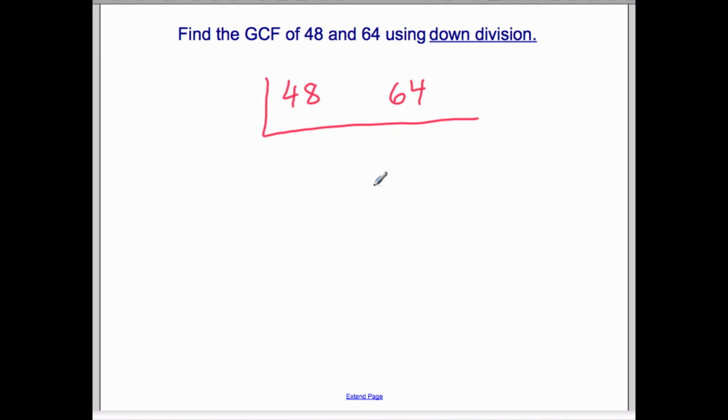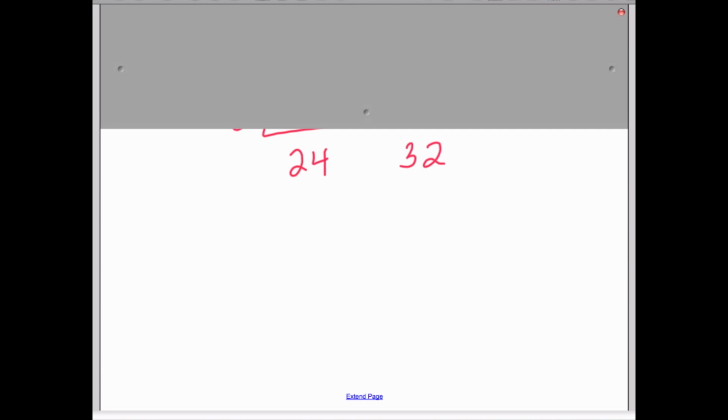So what pops in your head, Miss Conley? Well, they're both even, so we know that 2 goes into both of them. Okay, so let's try that. So we put 2 here outside the division, and then we say 2 goes into 48 24 times. And 2 goes into 64 32 times. Okay. Then we have to look at this next new set of numbers. So it's almost as if now we're ignoring whatever we had there before. We only want to look at the 24 and 32 and think about what numbers go into those.